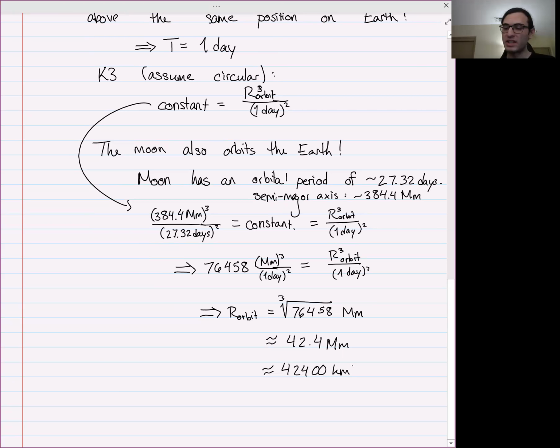Now, remember, this is the distance from the center of the Earth, because when we're talking about orbits, the orbiting things are spherical masses. We treat them as if all of their mass were located at the center of the bodies.